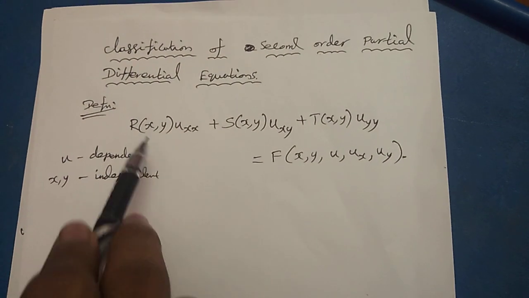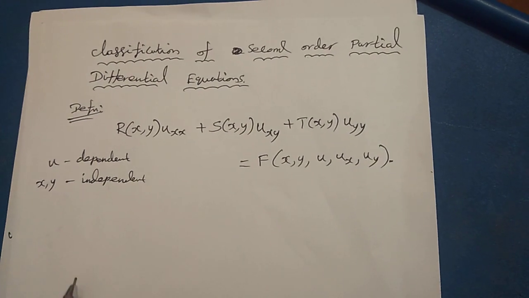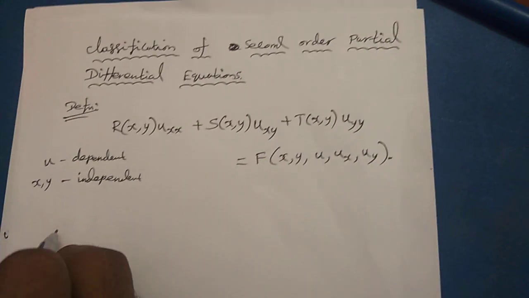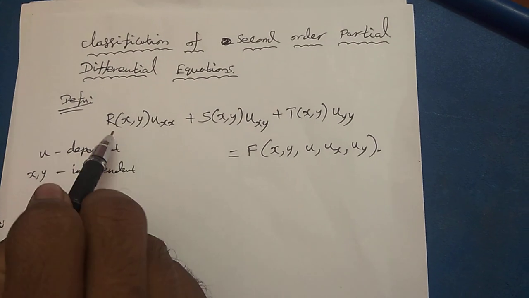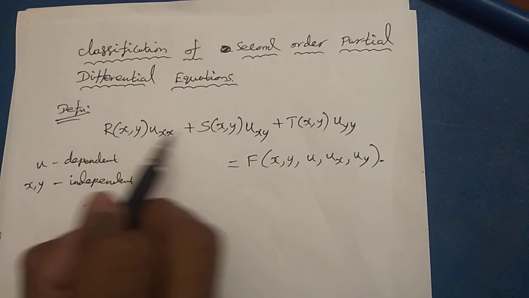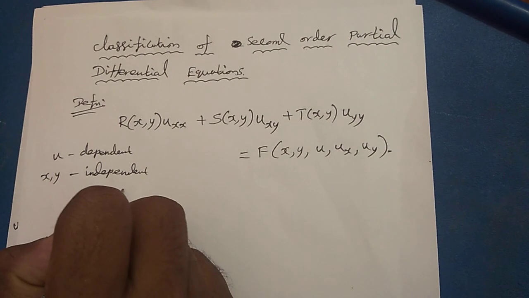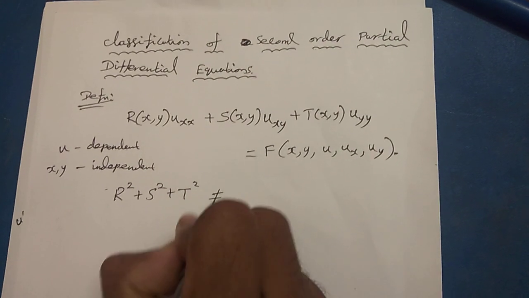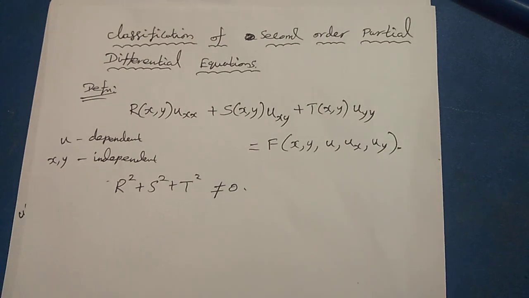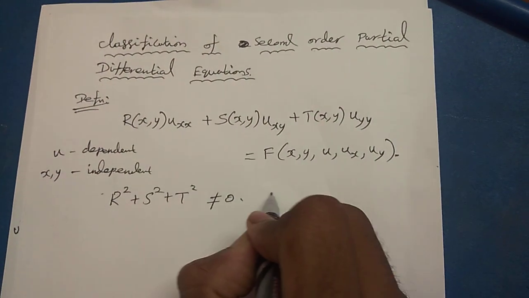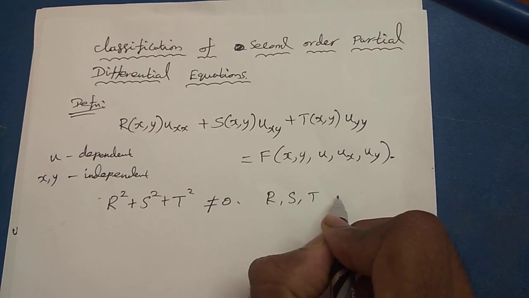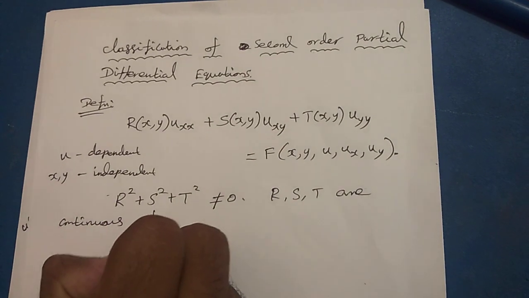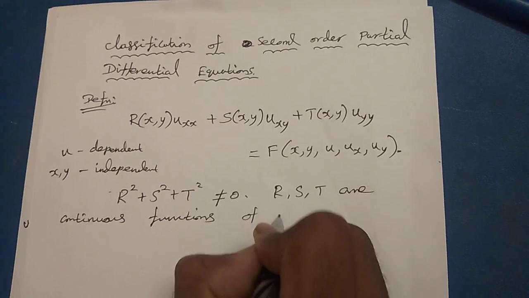Moreover, this standard form of equation is known as a second order semilinear partial differential equation, provided the coefficients, which are variable coefficients r, s, t, satisfy that r square plus s square plus t square is not equal to 0, where r, s, t are continuous functions of x and y.